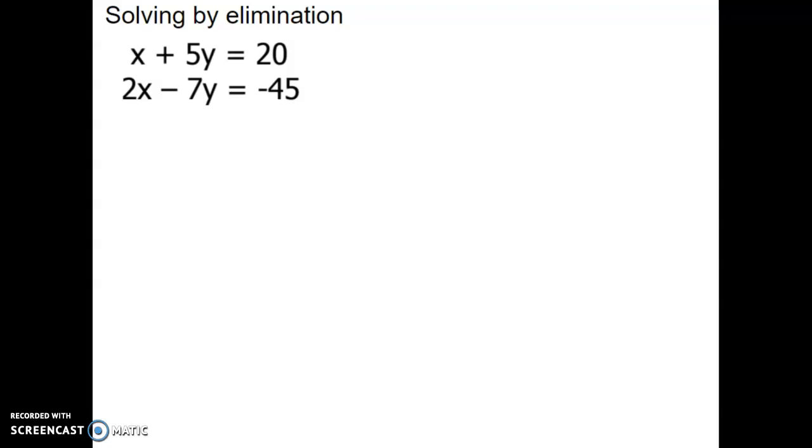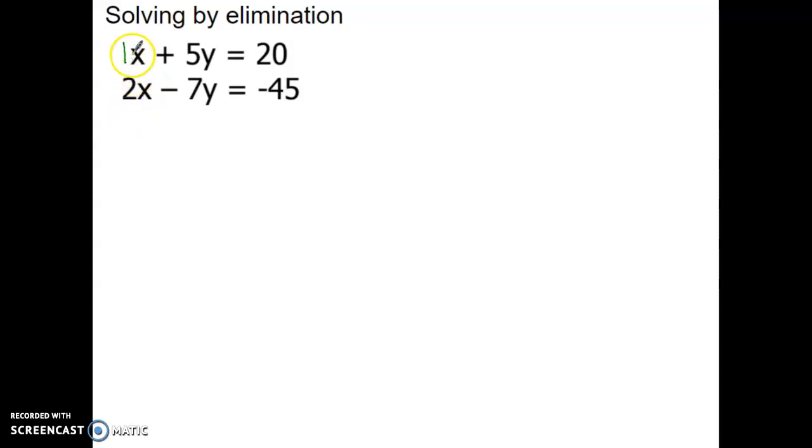So I need the coefficients in front of one of the variables to be the same number but opposite signs. Well, right now I have 1 in front of the x and 2 in front of the x. Those are not going to cancel out. In front of the y, I have a positive 5 and a negative 7. So none of these are set up yet. So what I can do in this case is multiply by something that will cause them to be the same number but opposite signs. Let's get rid of the x's.